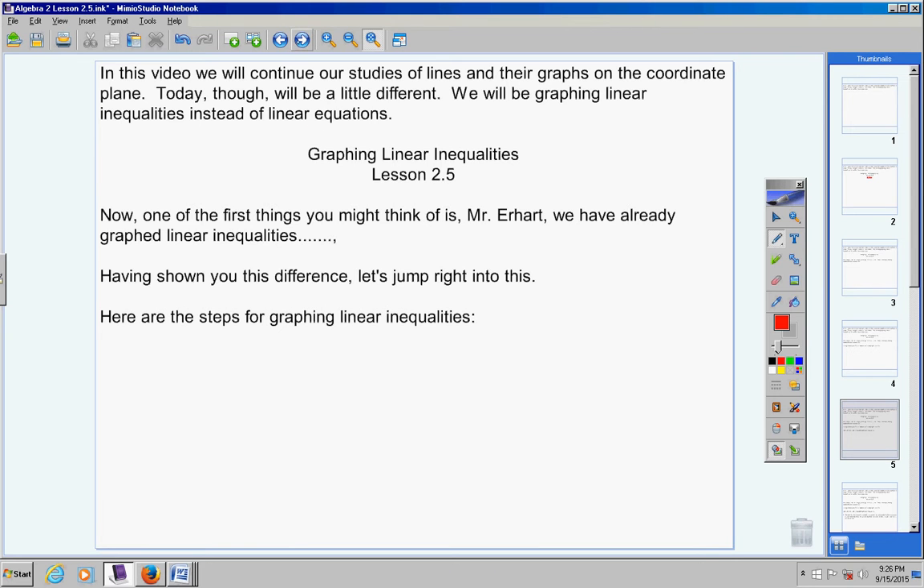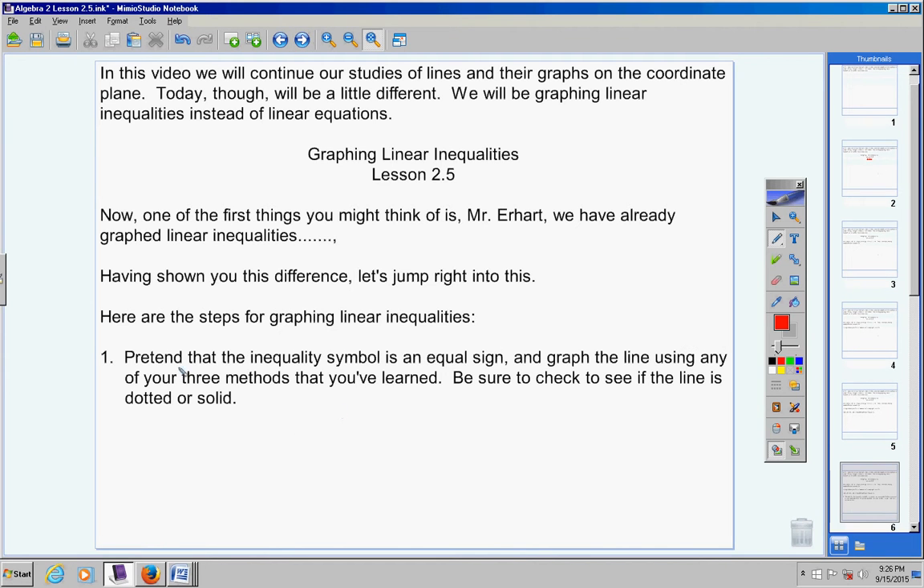There are just 2 of them. The first thing you do is you pretend that the inequality symbol is an equal sign, okay? And you graph the line using any of your 3 methods that you learned the other day. Remember your 3 methods, the table of value methods, the slope intercept method, and the double intercept method, okay? So the first thing you do is you pretend that the inequality symbol is an equal sign.